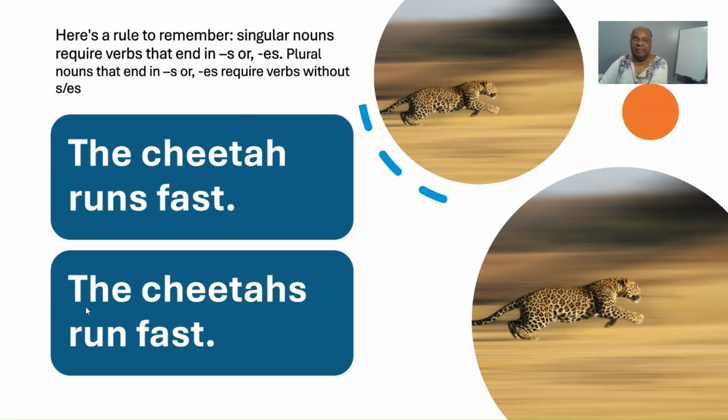The next sentence. The cheetahs run fast. Here we're talking about more than one cheetah. Therefore, the verb does not have an S or ES at the end of it.